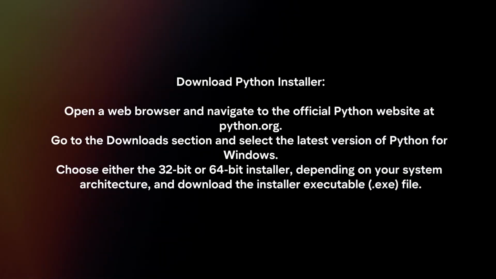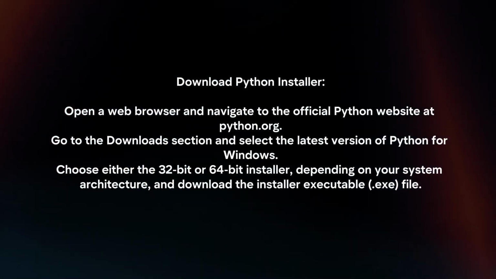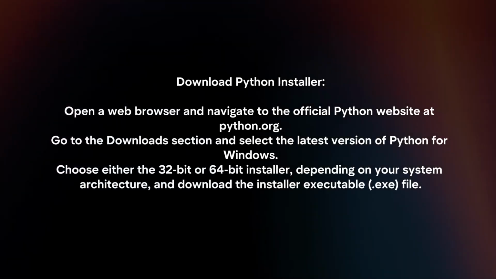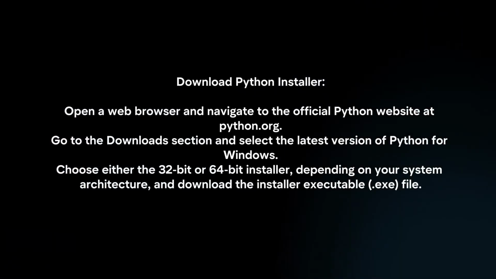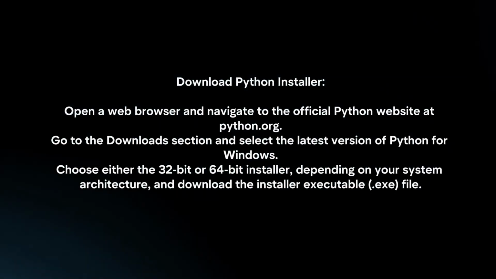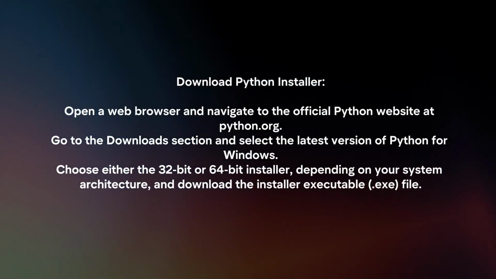Open a web browser and navigate to the official Python website at python.org. Go to the download section and select the latest version of Python for Windows. Choose either the 32-bit or 64-bit installer, depending on your system architecture, and download the installer executable file.